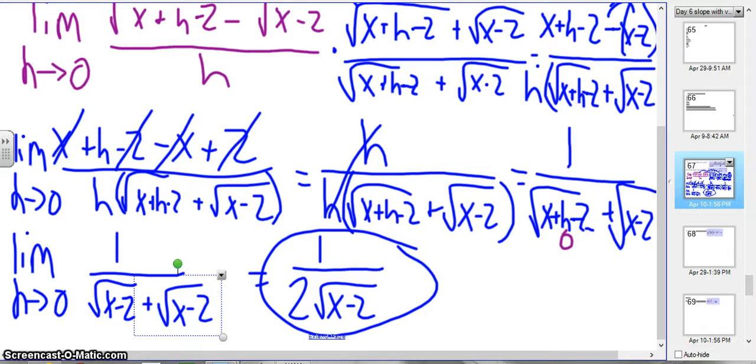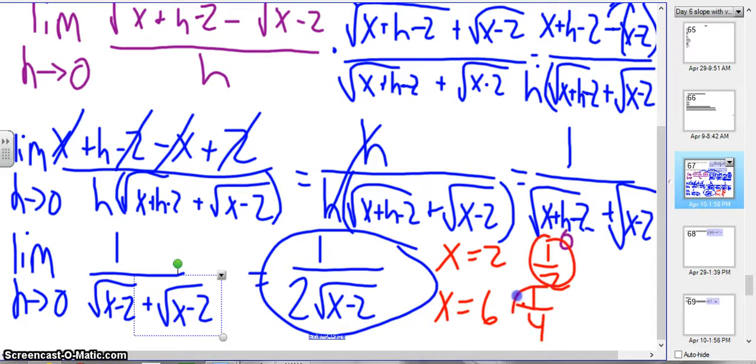And let's say I wanted to know, what's the slope when x equals 2? If I plug 2 in, I would get 1/2. Or, what's the slope when x equals 6? If I plug 6 in, 6 minus 2 is 4, the square root of 4 is 2, I'd get 1/4. The slope is 1/4. So these are what the slopes are. In other words, I can pick any point I want and plug it in and get the slope.